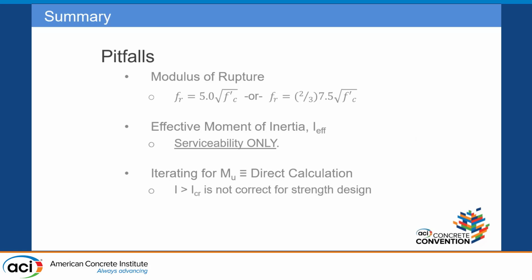So, very quickly summarizing the pitfalls. Make sure you know which modulus of rupture you're using, and know what the software is doing. And it's tricky too, because if the software gives you a choice between 5 and 7.5, you don't necessarily know whether the black box is using the 2/3 factor to choose the 7.5. So you want to know which it's doing, and you don't want to use 5 and end up using 2/3 of 5, right? So you want to know what you're doing. Effective moment of inertia, serviceability only if you're going to consider that, but it's not for strength design.